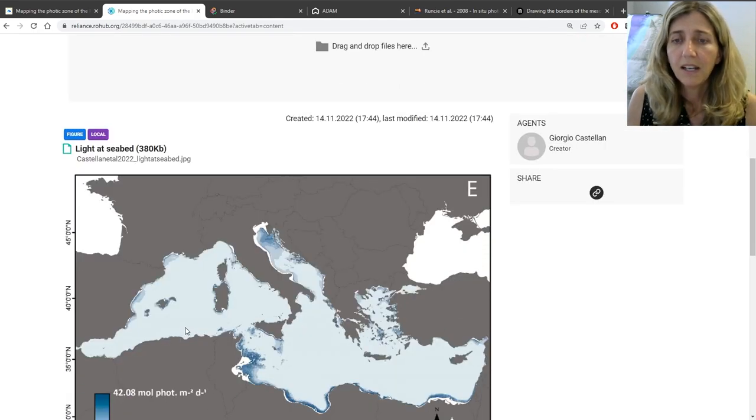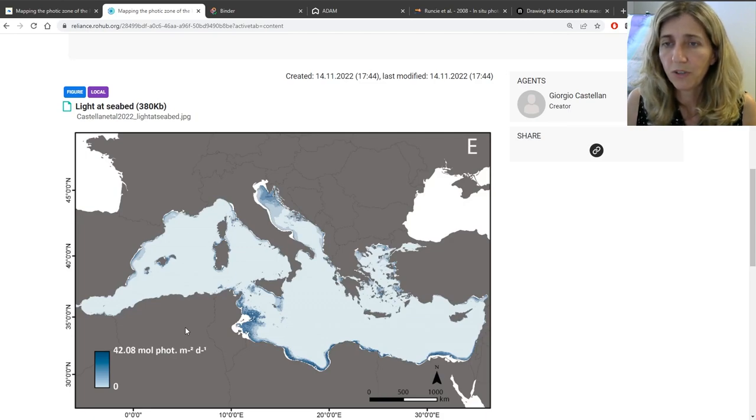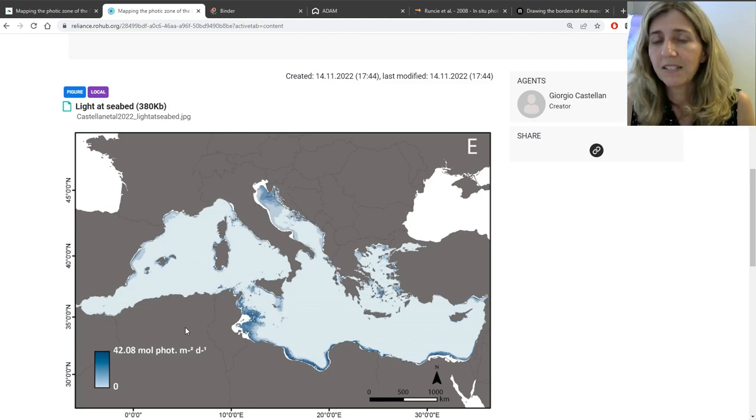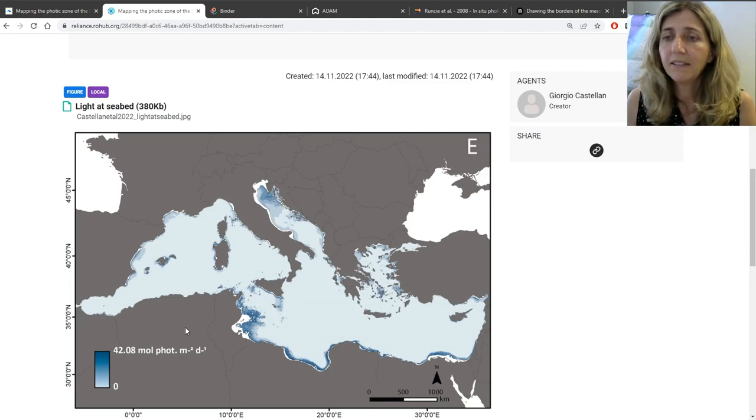Here I see finally the model that was carried out by Giorgio himself, and I see a map of the lighted seabed. So this case study, this demonstration, is showing you how many different resources and services from EOSC have been integrated into Arrow Hub and can be used by a scientist to effectively carry out research and see different examples in different environments. Thank you.